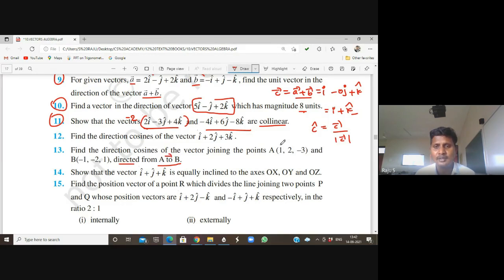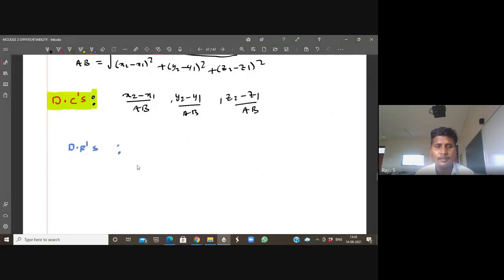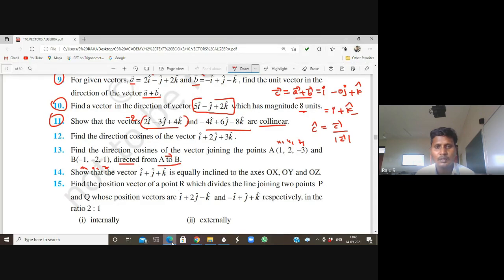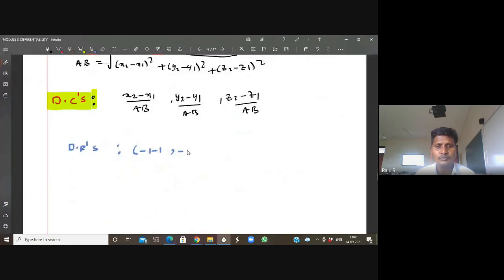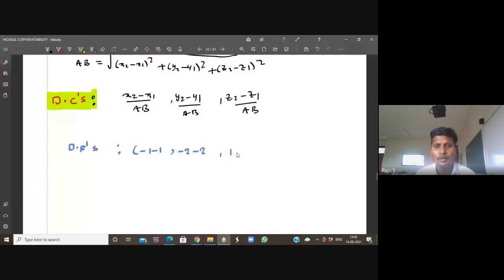This is x1, y1, z1, and this is x2, y2, z2. You should take x2 minus x1, y2 minus y1, not x1 minus x2. So minus 1 minus 1, minus 2 minus 2, 1 minus of minus 3. So this is equal to minus 2, minus 4, 4. These are the direction ratios.